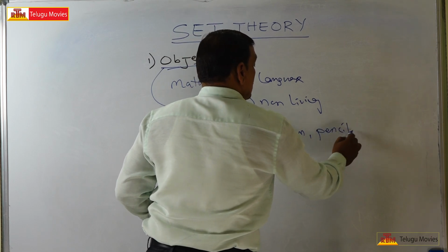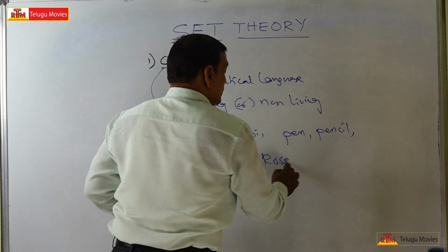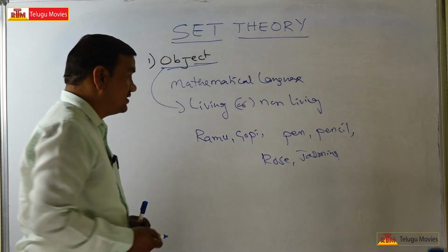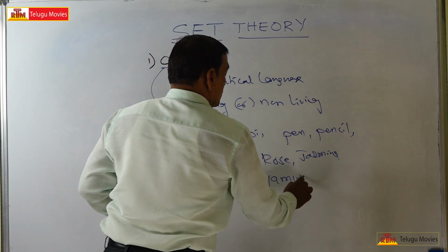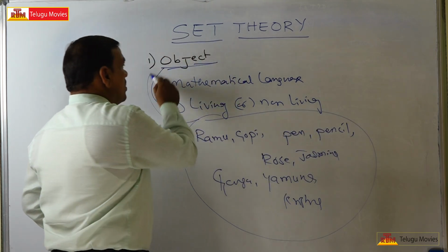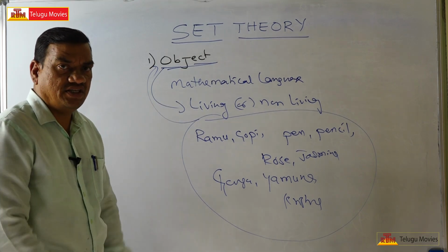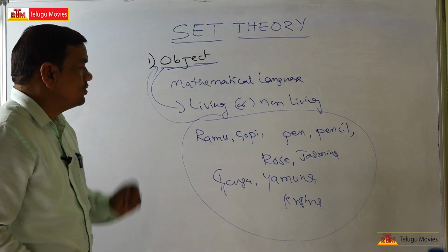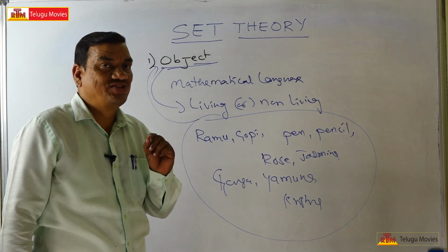pencil, anything: pen, pencil, rose flower, jasmine, rivers, Ganga, Yamuna, Krishna. All these things come under objects. Understand? All living or non-living things come under object. Okay, now after learning what is meant by object, let us start the definition of set.